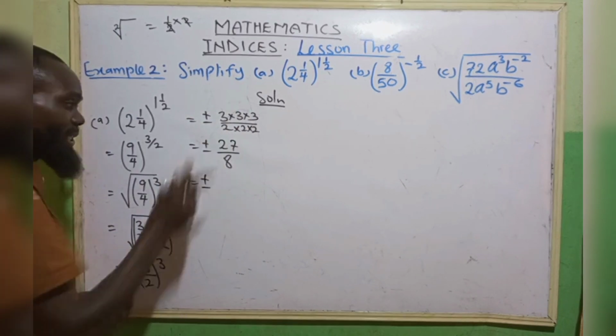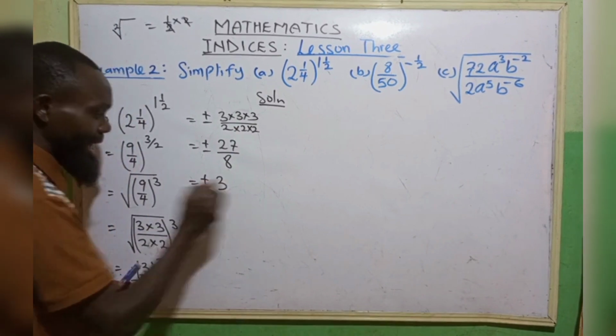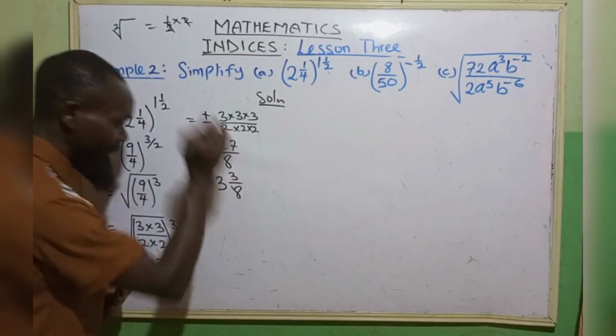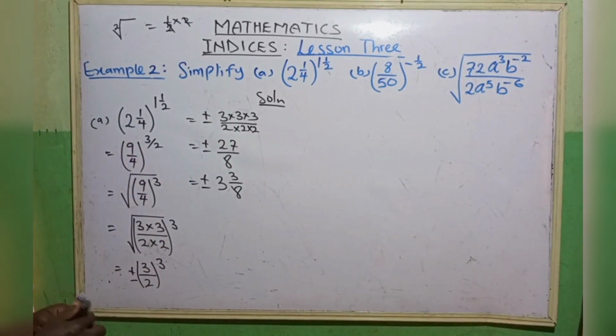How many 8s can we see in 27? We are going to have 3. That is 24. Remainder 3. 3 over 8. So that is how to go about the steps.